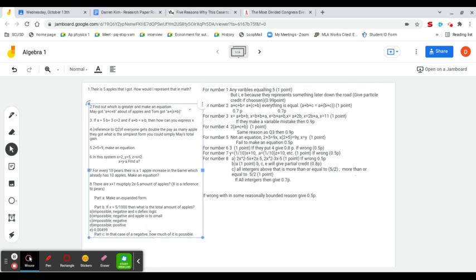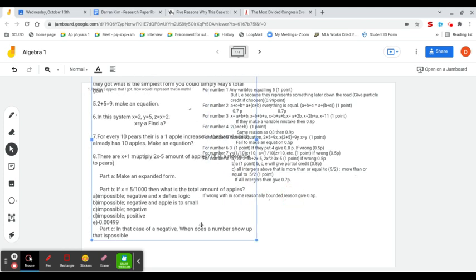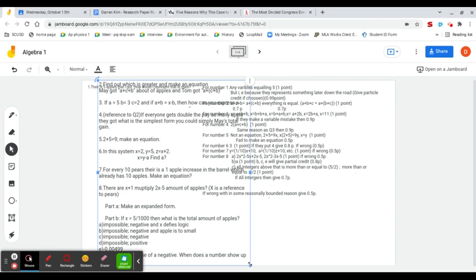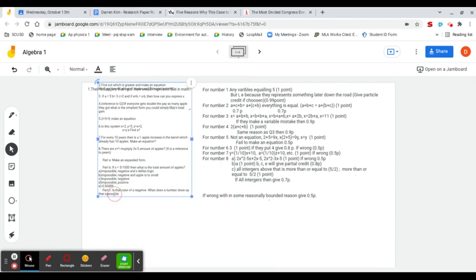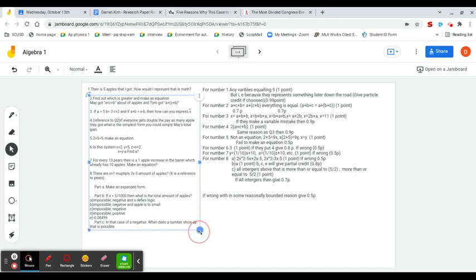In the case of negative, I should probably phrase that better, so let's just fix that right now. That sounds way better. So what I basically did is say in the case of negative and put a period instead, and then put when does a number show up that's possible, not impossible. Let me just fix that right now. That is possible. Okay, that sounds good. I can't do this properly. Okay, there. Oh, that's pain.